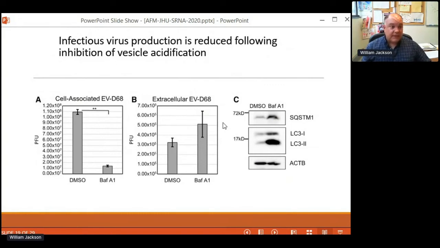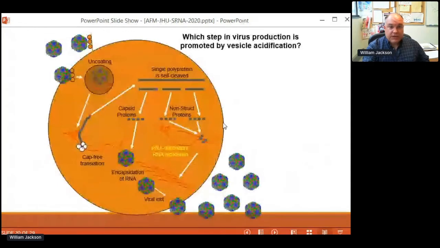It's not very significant. But the cell-associated virus was dropped by about a log. So we're losing something like 90% of infectivity, and we could show that this actually was having an effect. So we wanted to know which step in virus production was being promoted by vesicle acidification.